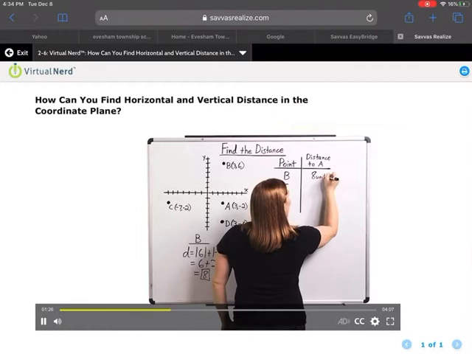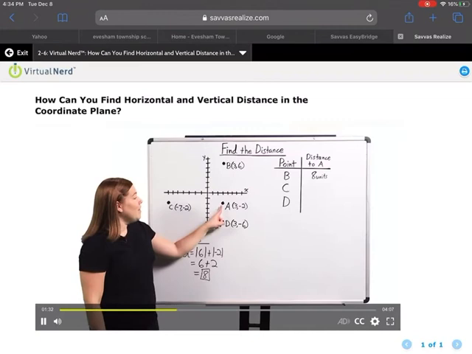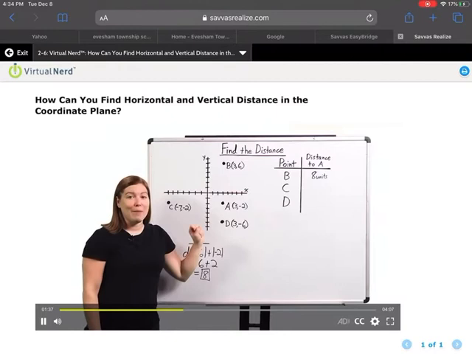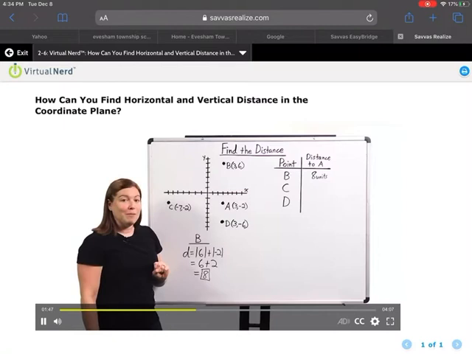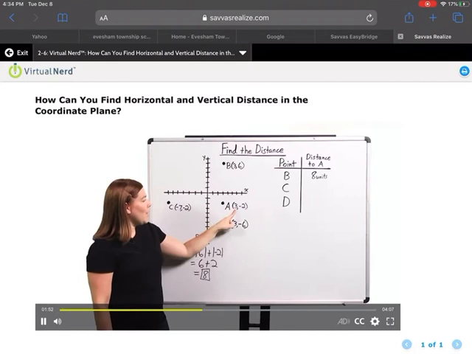Cool. Now how about the distance between A and C? Well, again, A has coordinates (3, -2), and C has coordinates (-7, -2). Hey, those y-coordinates are the same. Let's see if that new trick will work. But remember, we have to have opposite signs for the other coordinates. Well, here we have a positive 3, and here we have a negative 7.